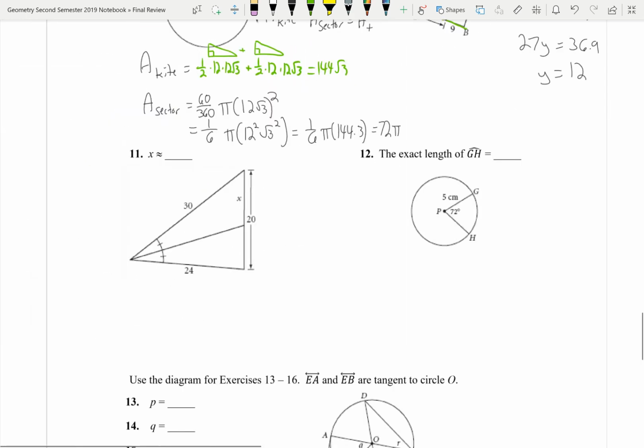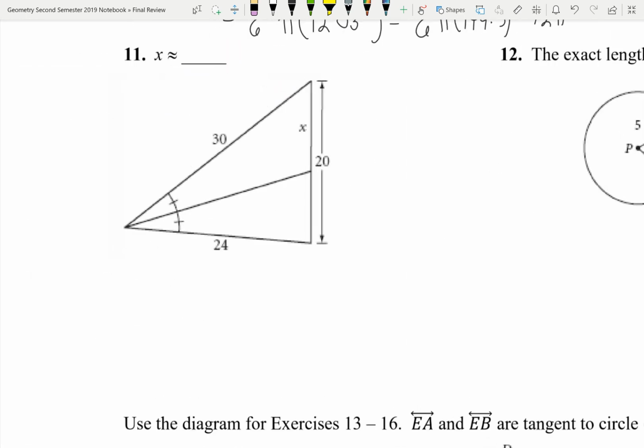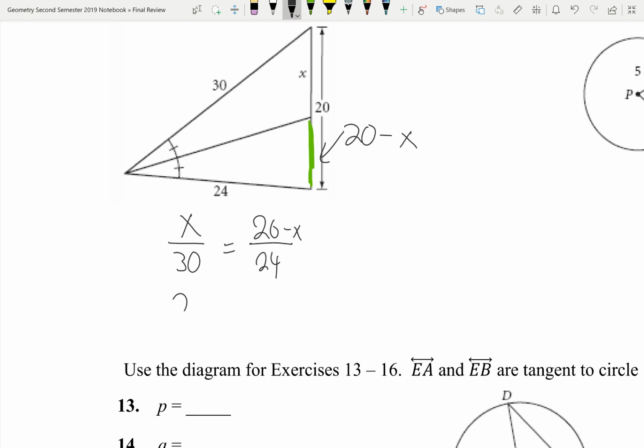Okay, let's do number 11 here. Notice there's an approximate sign there, so we are just going to find an approximate answer. For this one, we know that x divided by 30 is going to be equal to what? Well, this will be 24. What are we going to put on top? How are we going to write this length right here? Well, we're going to use the 20 for sure. And if the top is 20, then this would be 20 minus x. So I'll put that right there. And then let's go ahead and cross multiply.